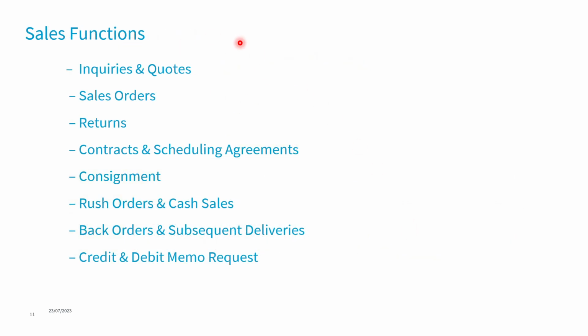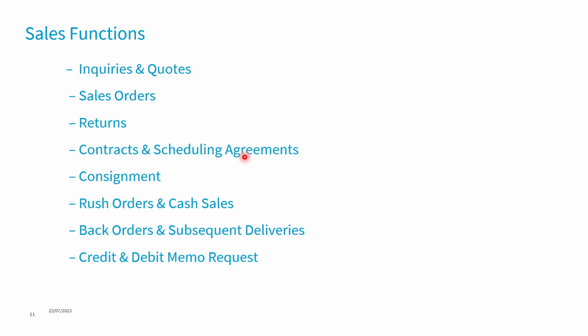And finally, the sales functions. These are the different functions of which the complete sales process is comprised. The first process is inquiry and quotation. You do certain inquiries, and based on that a quotation will be raised. That quotation converts into a sales order. You dispatch the sales orders. If there are certain returns, there will be a return process for it. We can have different contract and scheduling agreements to simplify the flows in terms of business requirements.